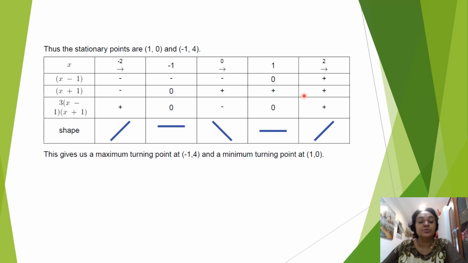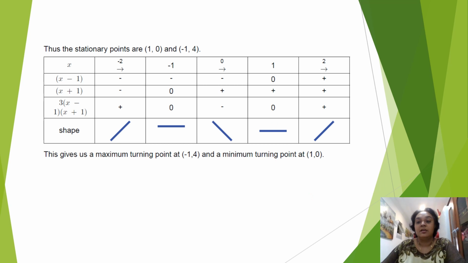So you need to draw the nature table as shown in the earlier pages of your open learning. You need to draw a nature table and show the values clearly, and based on this nature table, you will obtain a maximum and also a minimum turning point. This summarizes that this particular function has a maximum turning point at (-1, 4) and a minimum turning point at (1, 0) based on the nature table.